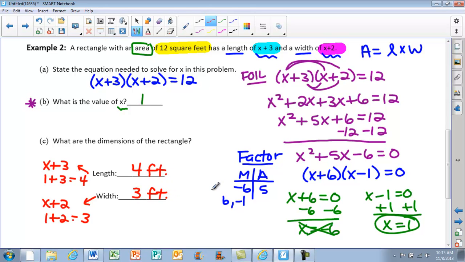A way you can check yourself is when we multiply our length and our width together, we should end up with our area, which you guys know, 4 times 3 is 12. So you know you did the problem correctly. We know there's a lot of work there, but it's really nothing new and nothing that you guys can't do.